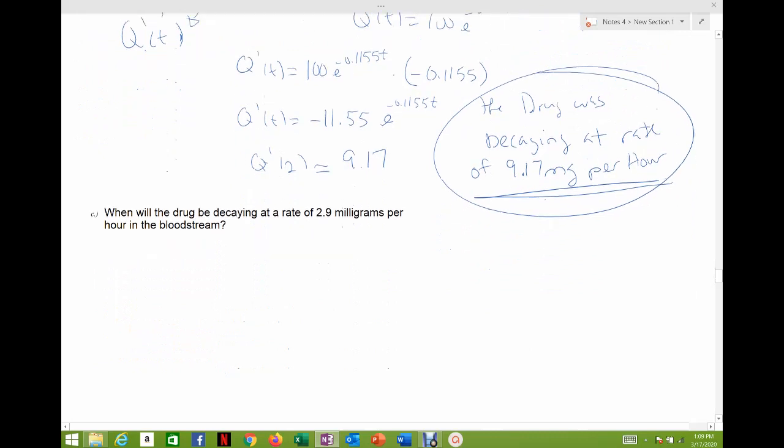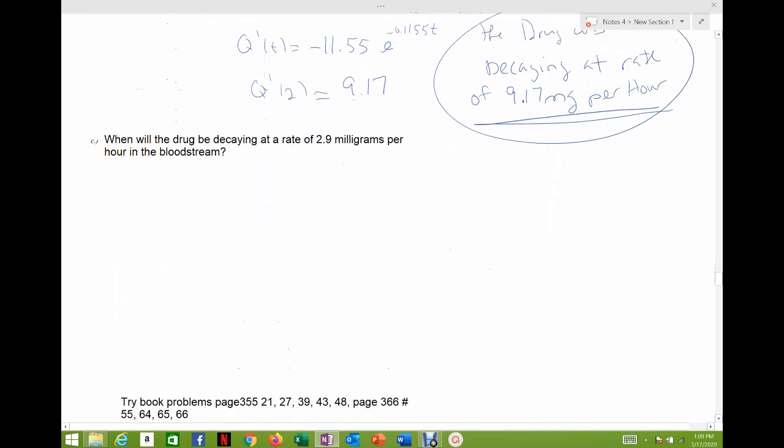Alright, now the last one. This is the last one on this set of notes. I know this is a long one. There were 4 problems we needed to get through. Alright, when will? What time, right? When will? We're looking for a time. The drug be decaying at a rate of 2.9 milligrams per hour.